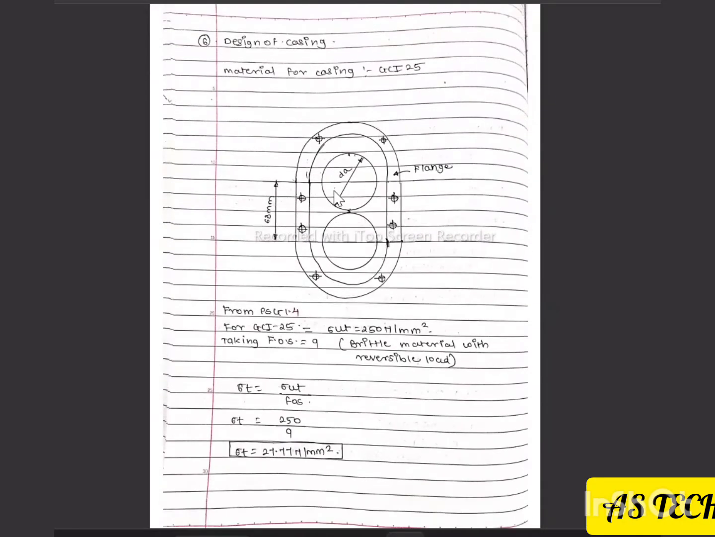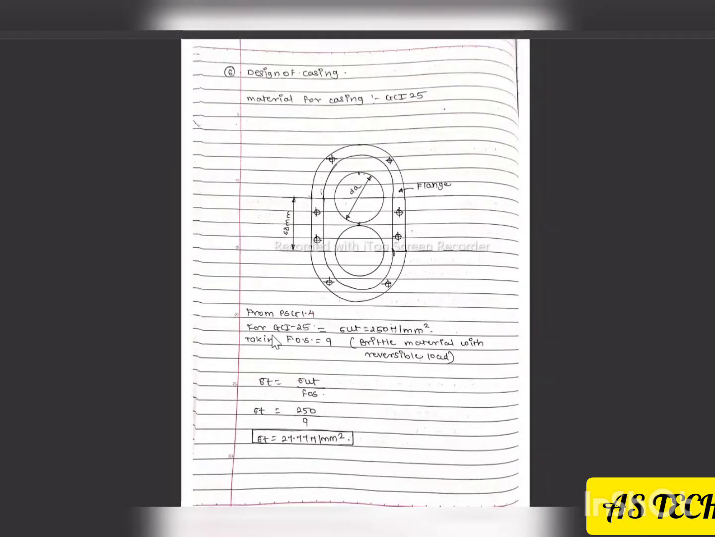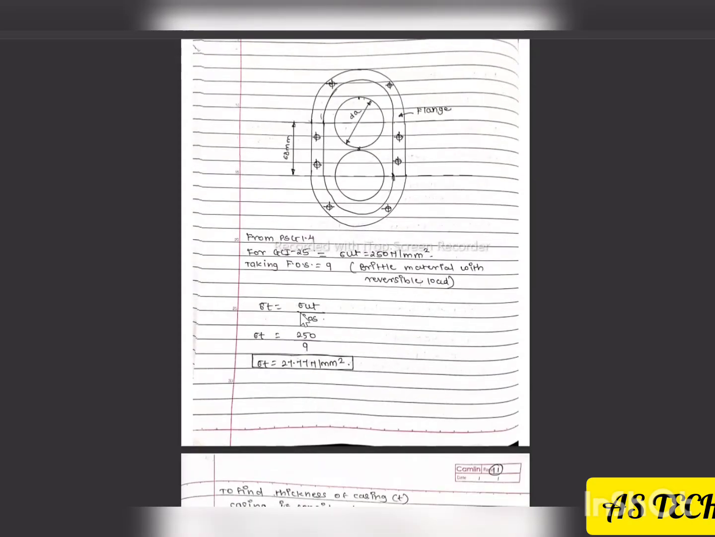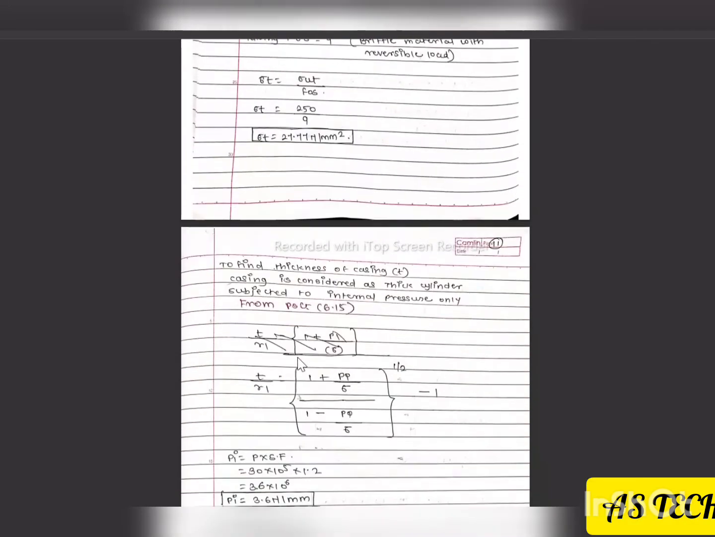Okay, next one is design of a casing. Select material for casing as GCI 25 from PSG. For GCI 25, sigma ut is 250, that is given on page number 1.4, taking FOS 9. This is the assumed factor of safety. So to calculate sigma t equals sigma ut upon FOS, we get the value of sigma t.